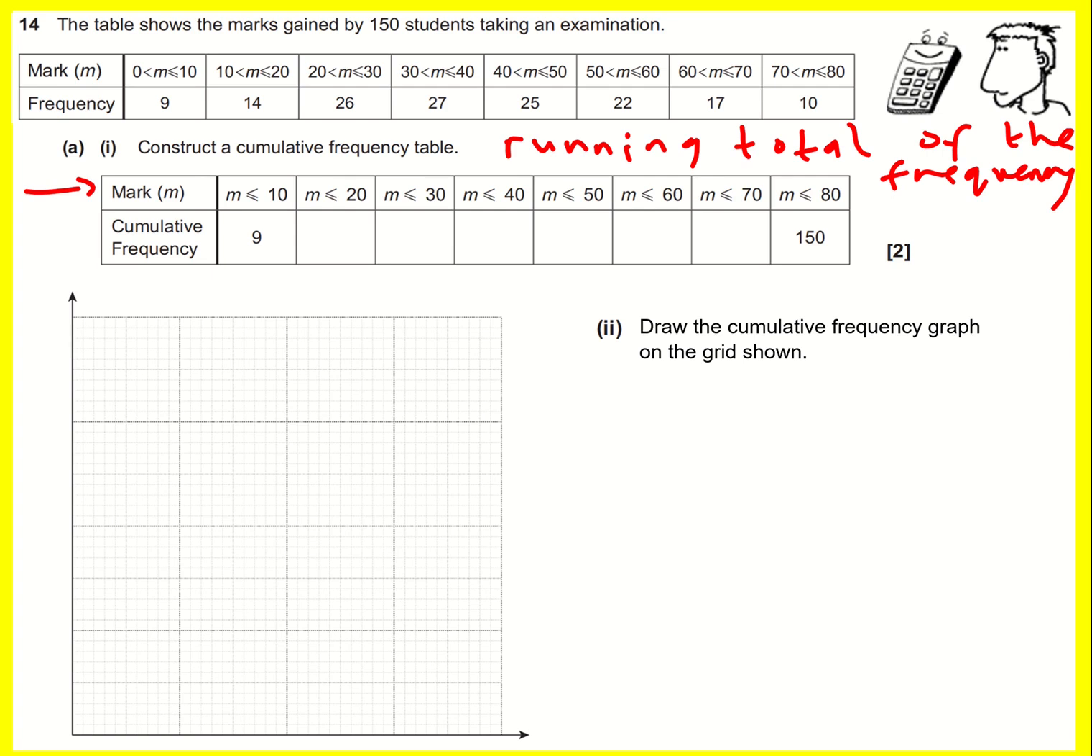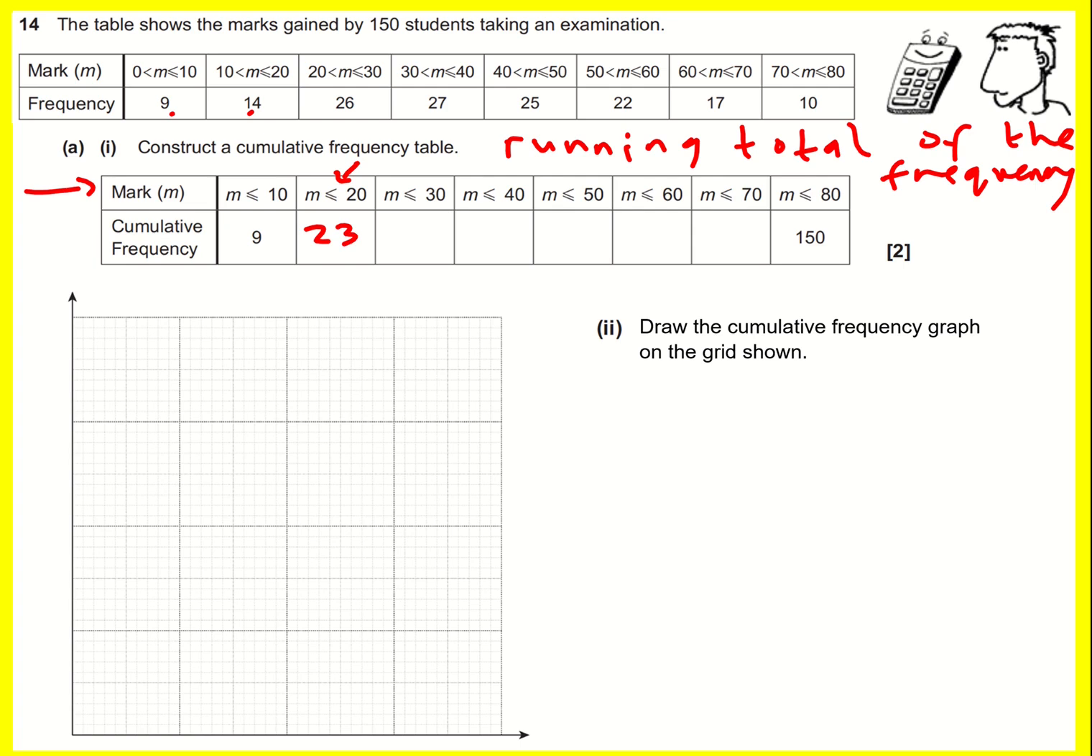So it's these people between 0 and 10. But this one is everything up to 20. So it includes these 14 people between 10 and 20, but it also includes these 9 people. So actually I add them together and that's my running total.